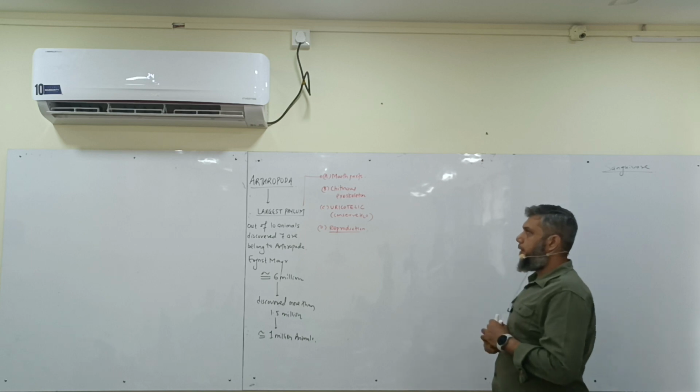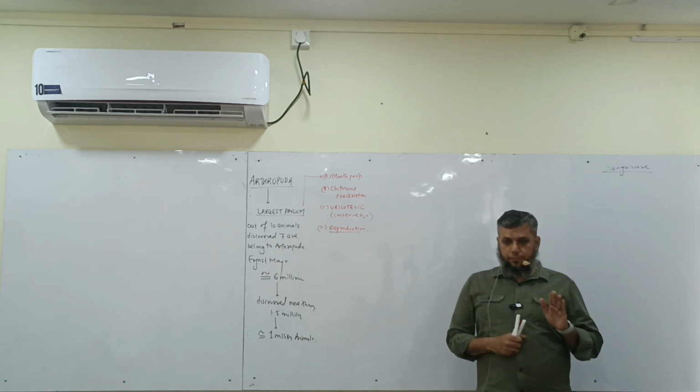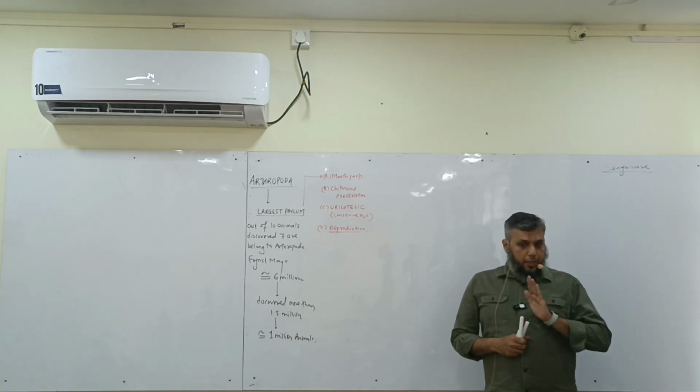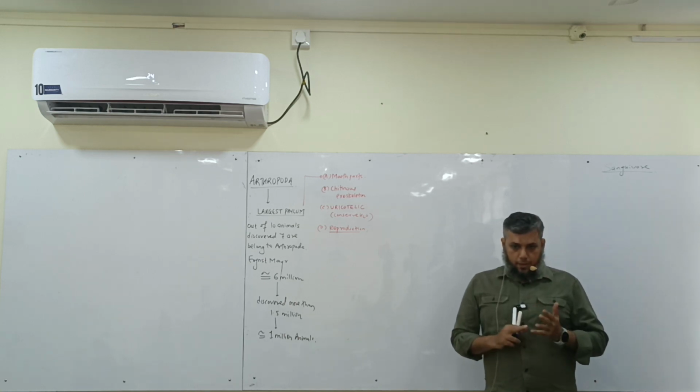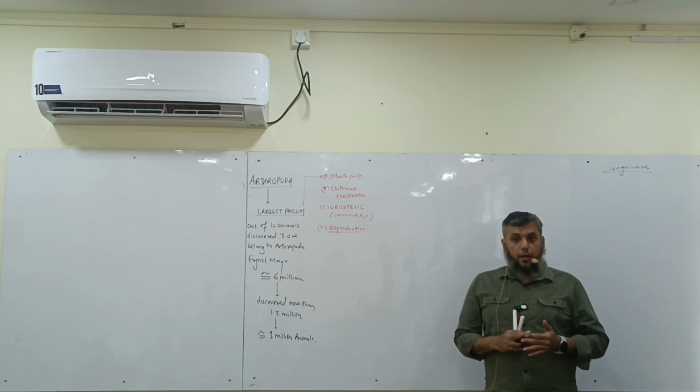Okay? Then kids, all the points will remain the same, so I'll not be repeating them again now. That is, level of organization will be organ system. Second point is bilateral symmetry. Third is coelom, true coelomate, triploblastic.